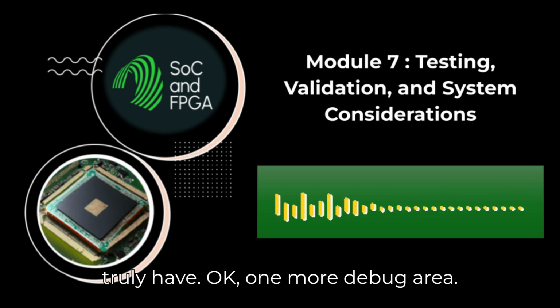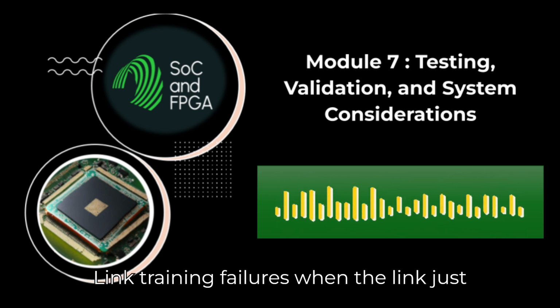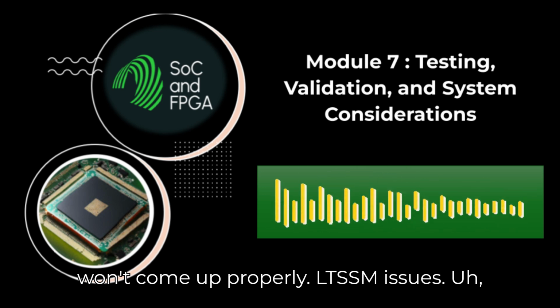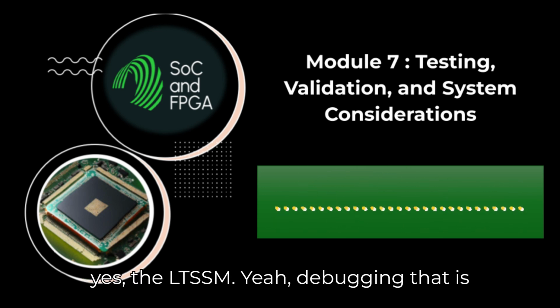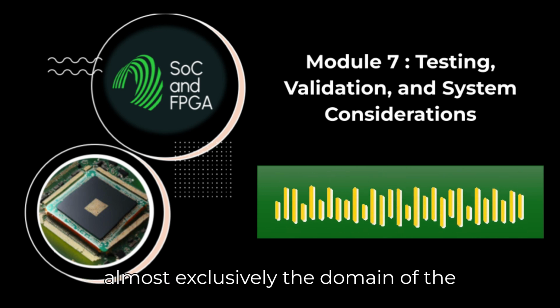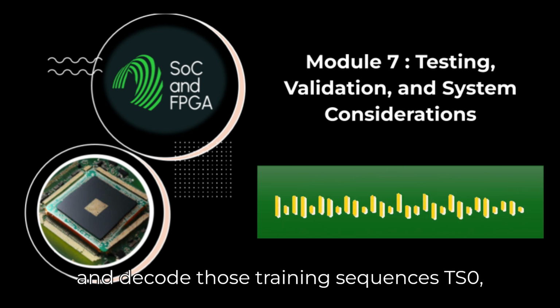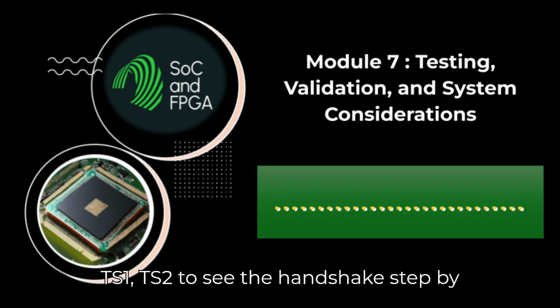Okay, one more debug area. Link training failures. When the link just won't come up properly. LTSSM issues. Yes, the LTSSM. Yeah. Debugging that is almost exclusively the domain of the protocol analyzer. You need to capture and decode those training sequences, TS0, TS1, TS2, to see the handshake step by step.